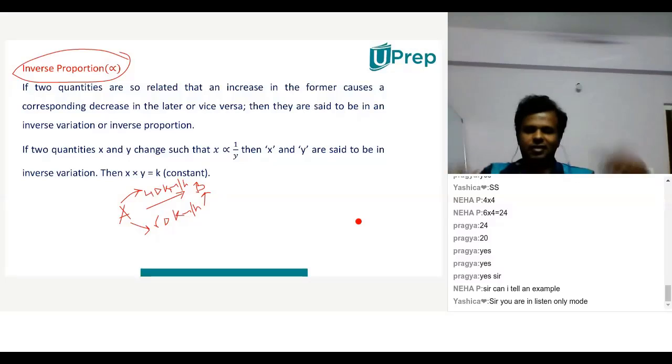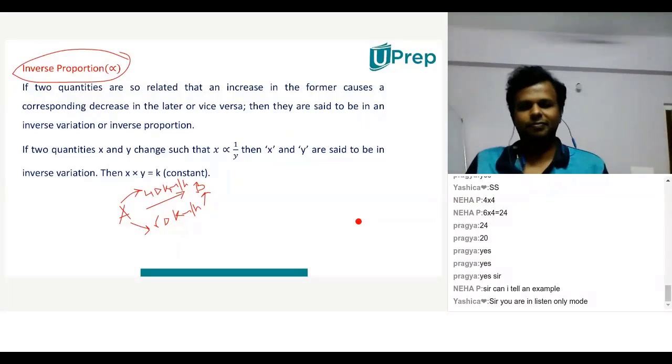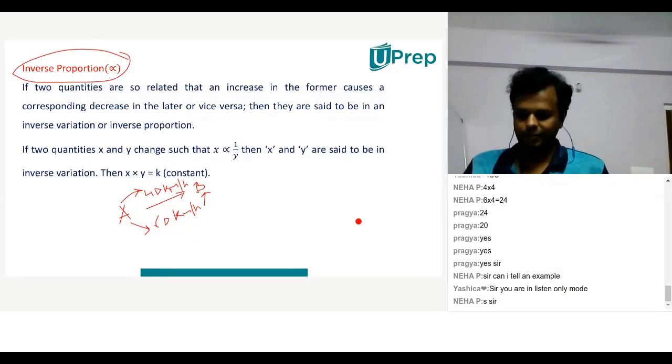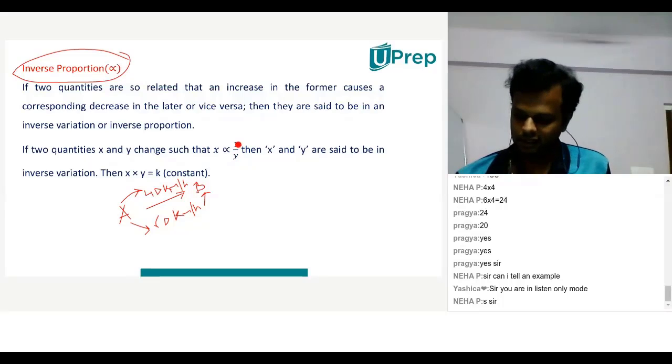See, if you're going at a faster speed, you will reach a destination quicker, right? Or the time taken to reach the destination will be less. And if you're going at a slower speed, the time taken to reach the destination will be more. So that is inverse proportion. If one quantity is increasing, the other quantity is decreasing. Children, I think it is very simple for us. Now here, this is what the symbol is.